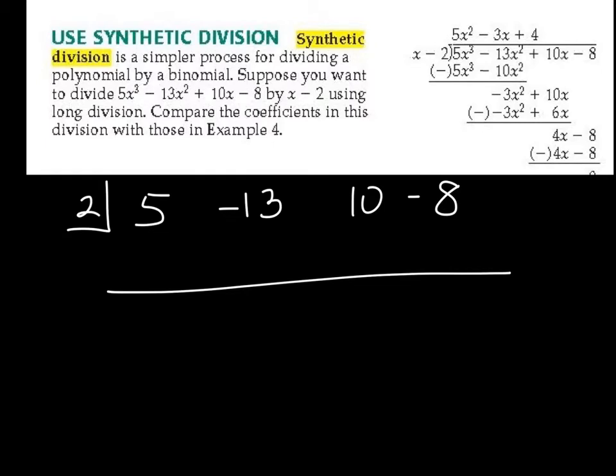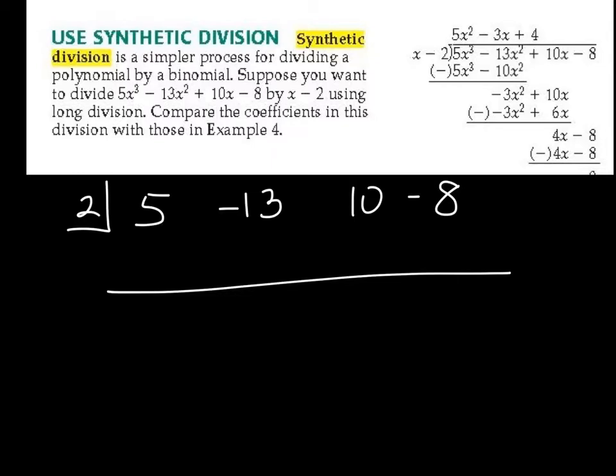in this with those in the example. Well, where there was an x cubed, I just wrote down the 5. I just wrote down the negative 13. I just wrote down the 10. I just wrote down the negative 8. So I'm not writing down all the variables and their exponents.